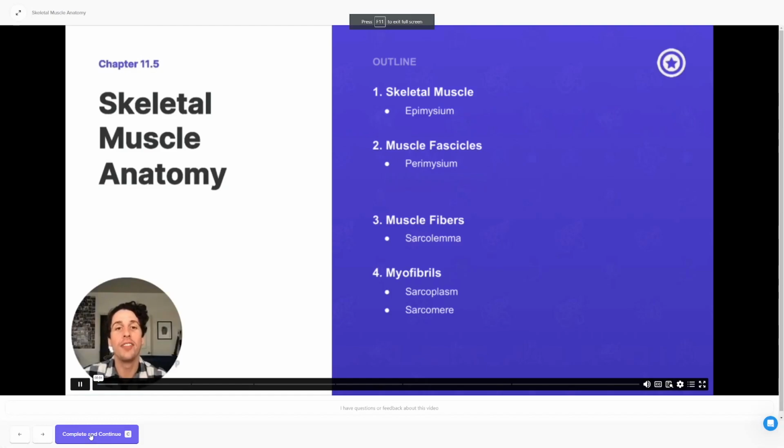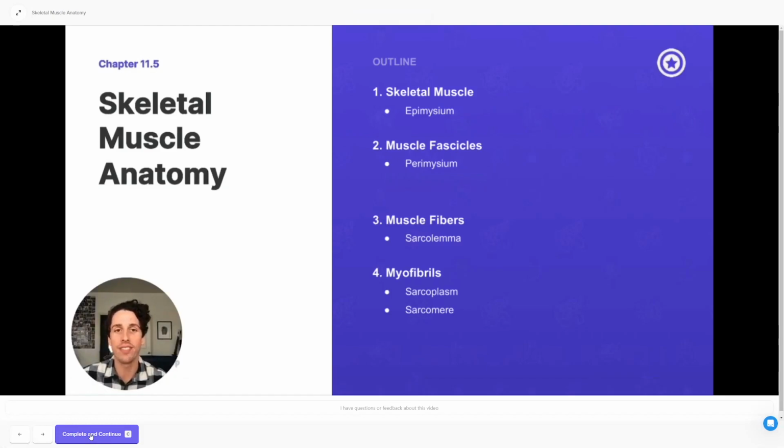Alright, hey y'all, we are going to be going over some skeletal muscle anatomy today. So as we can see, there are some different components that comprise skeletal muscle. So we're going to be talking about the skeletal muscle itself, which is going to be made up of these muscle fascicles. Then the muscle fascicles are going to be made up of muscle fibers, and the muscle fibers are then going to be made up of myofibrils.